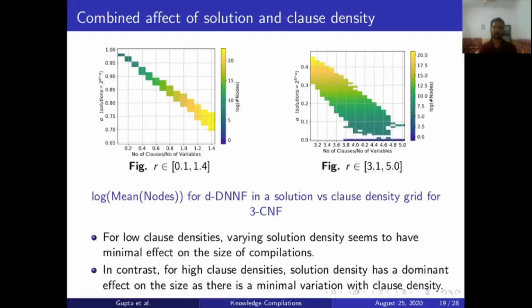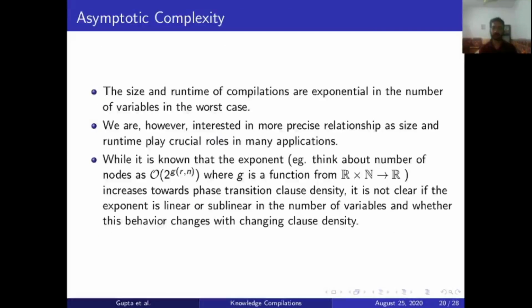for low clause density. Now for the second figure, in which we vary clause density from 3.1 to 5, you can observe that as I fix a clause density, the variation in color persists with change in the solution density. On the other hand, if I fix a solution density, the color remains almost the same. This suggests that for high clause density, solution density has a dominant effect on the size and there is minimal variation with clause density.